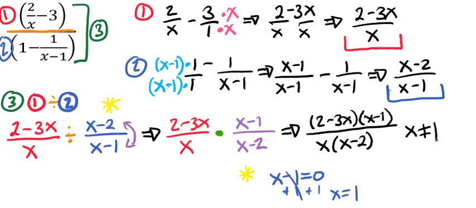So now that everything is simplified and we can't cross anything out, and we've found the things that x is not allowed to be, we are now finished, and we have our answer.